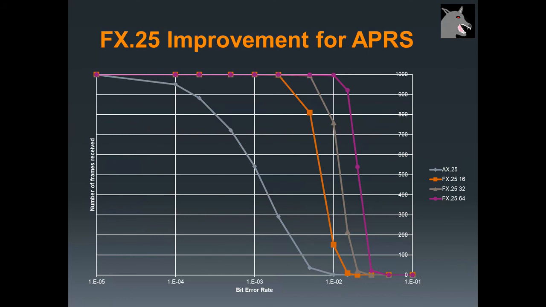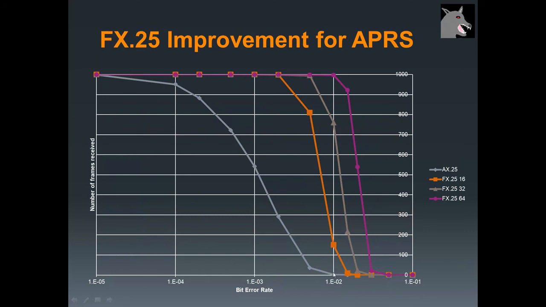So this shows the improvement for APRS, where we just send independent packets. What I did is I set up a test case where I'd send 1,000 packets. And then on the receiving end, bit errors were artificially introduced with a certain probability. So of course, when there's no errors, it all works perfectly. When we get to a bit error rate of 1 out of 1,000, only about half of the packets get through.